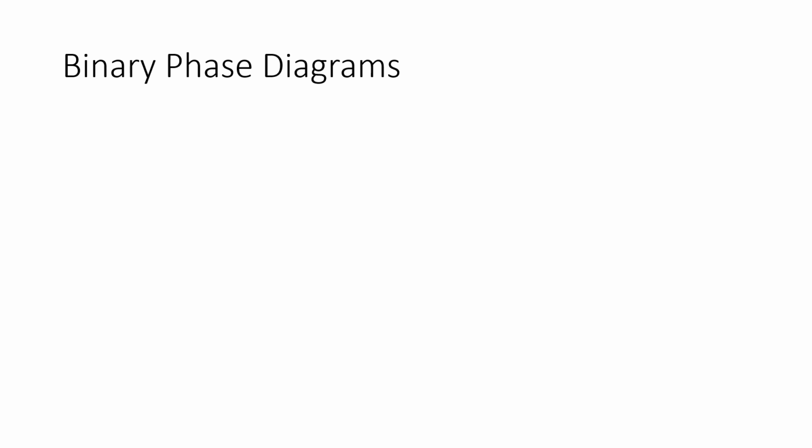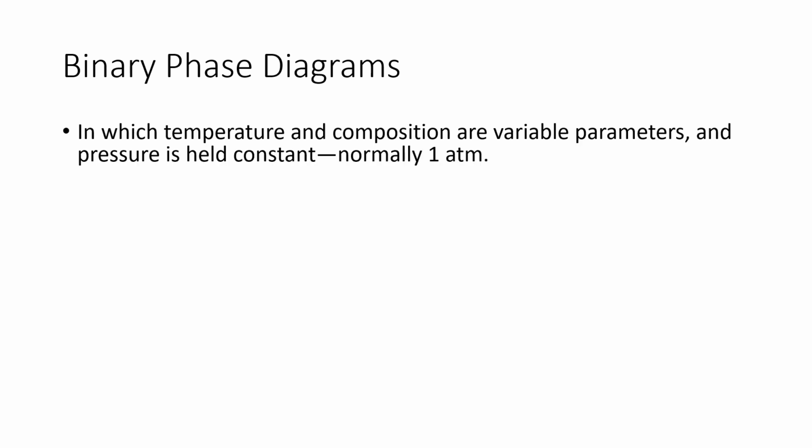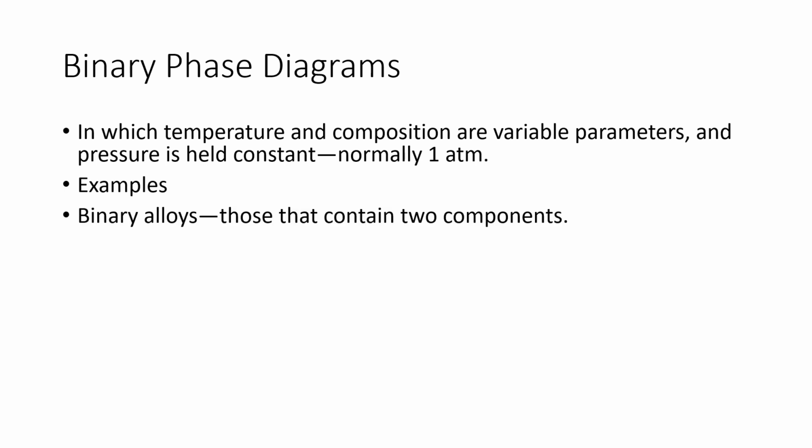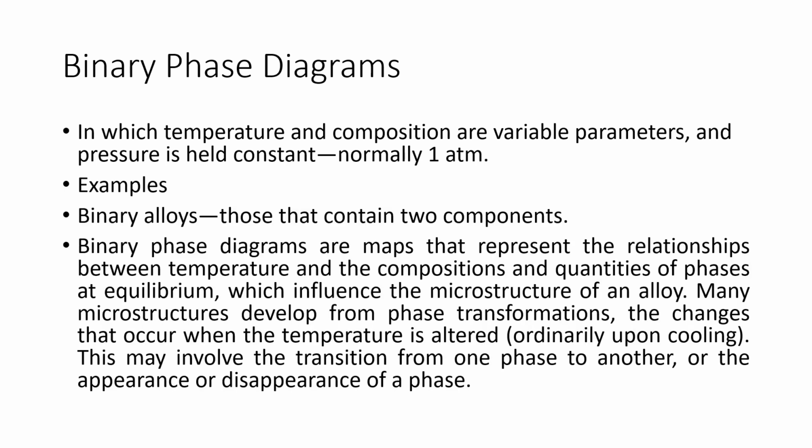Binary phase diagrams. Binary phase diagrams are those in which temperature and compositions are variable parameters and pressure is held constant, normally at 1 atmospheric pressure. We have already explained one example of binary phase diagrams. The other example is binary alloys, those that contain two components.